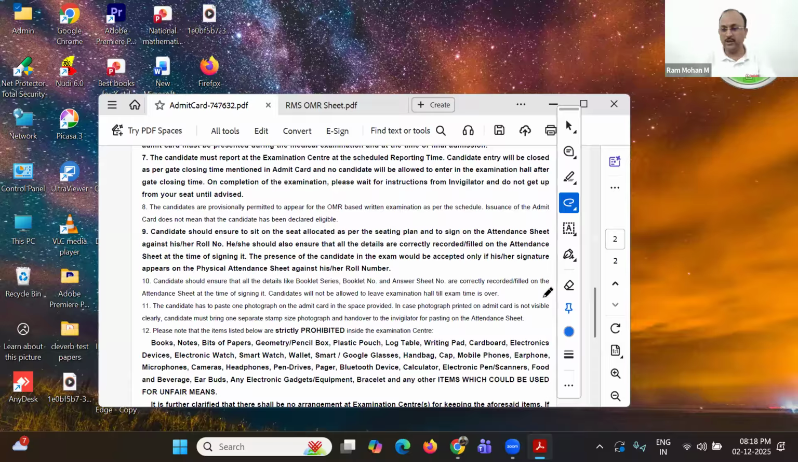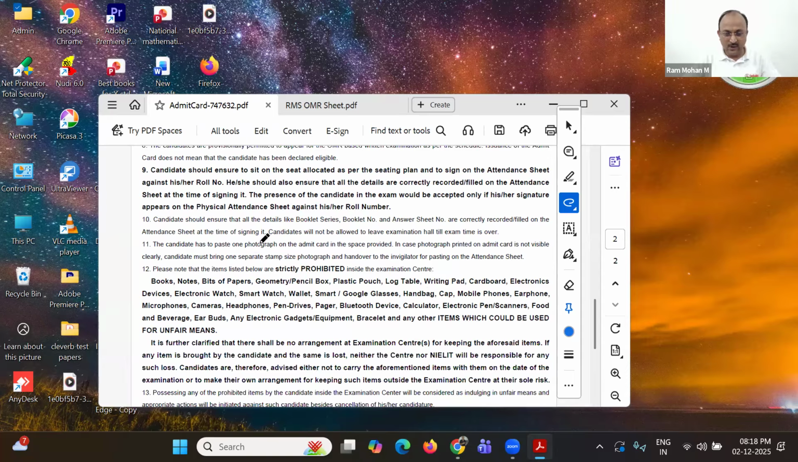I want to get it cross-checked, and only then will I sign. Sometimes they'll say, no, nothing will happen, you sign, but say please don't do that. Also, the presence of the candidate in the exam will be accepted only if his signature in the physical attendance sheet, along with your roll number, is there. If that matches correctly, only then will you be accepted.